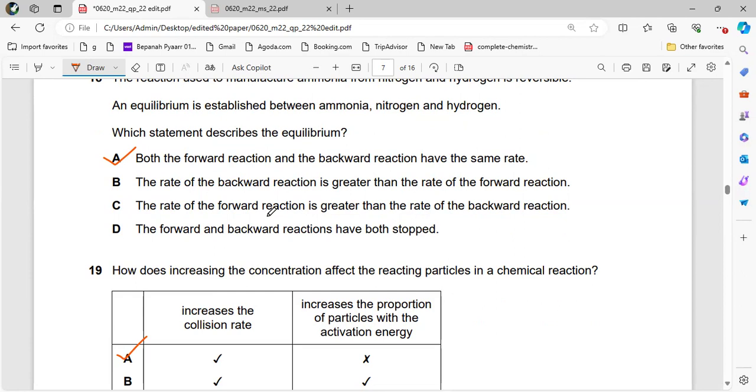That is correct. The rate of backward reaction is greater than the rate of forward reaction, and similarly with C. So no, just now we said that for both forward and backward, the rate of reaction is the same. Okay, so option B and C are wrong. The forward and backward reaction has both stopped. Again, this is wrong.